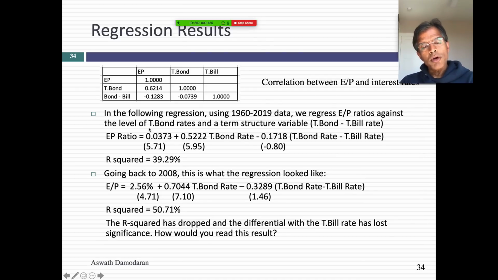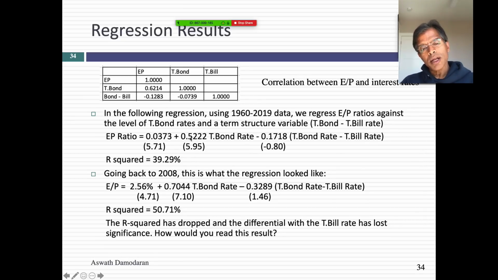The base was 0.0373. That's telling me very little. That's a base from which I'm going to build up. Every 1% increase in T-bond rates increases my earnings to price ratio by 0.52. So think about it. If my T-bond rate goes up, the earnings to price ratio goes up. Earnings to price ratio goes up, PE ratio decreases.